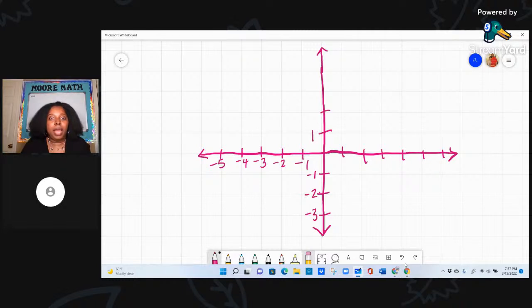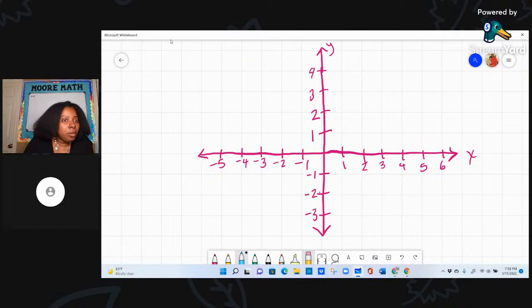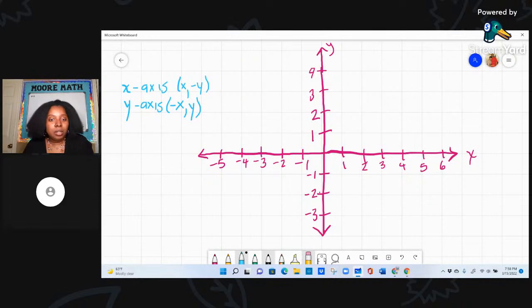Okay. We have 1, 2, 3, and 4. We have our y-axis, our x-axis. Okay. What shape should we do? Hey guys. All right, we can do another triangle. That's fine. All right, and we're going to reflect over the y-axis. So x-axis is going to be x, -y, y-axis, -x, y. Okay, so that is our little reminder right there.